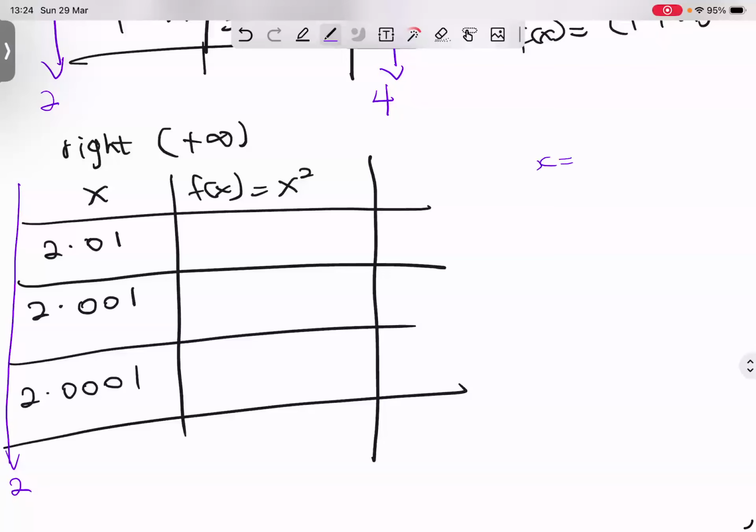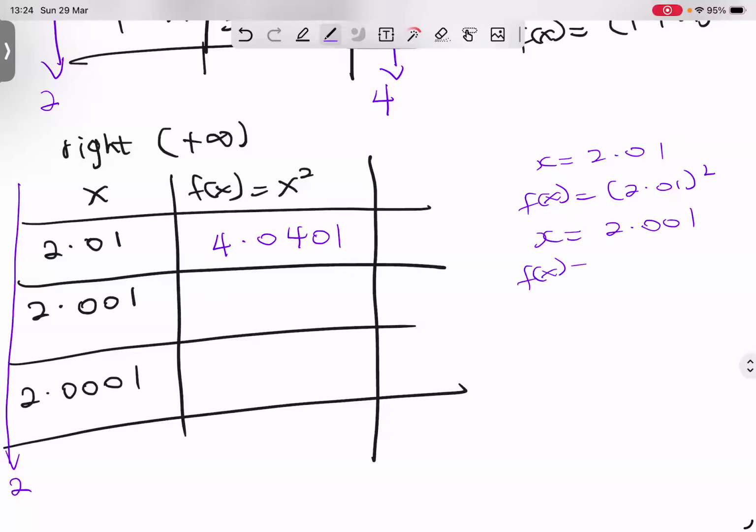So when x is equal to 2.01, our f of x is 2.01 squared, that will be 4.0401. Then when x is equal to 2.001, our f of x is equal to 2.001 squared, that will be 4.004001.